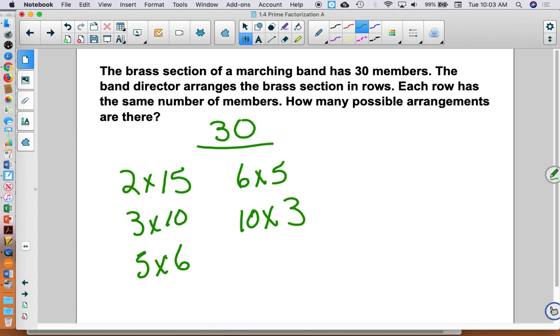Okay. And I could say then 15 times 2. Do we agree? So how many possible arrangements are there? 6. There are 6.